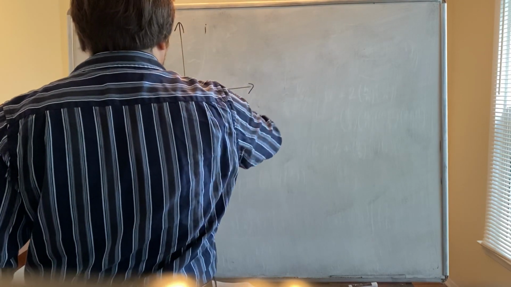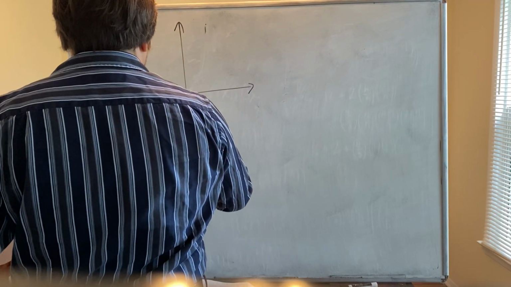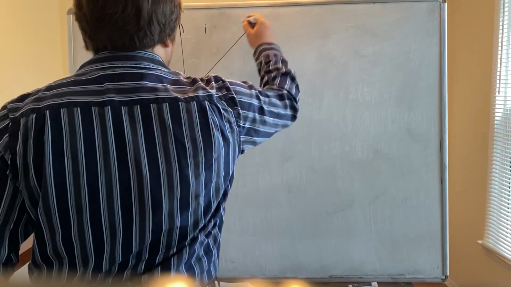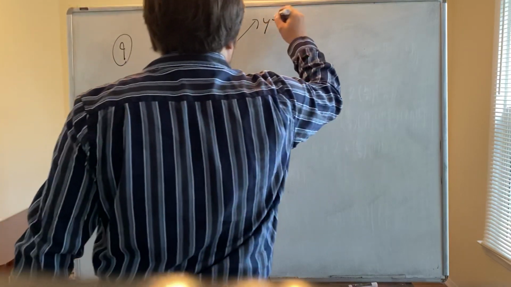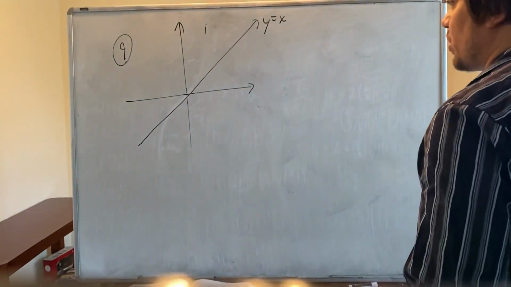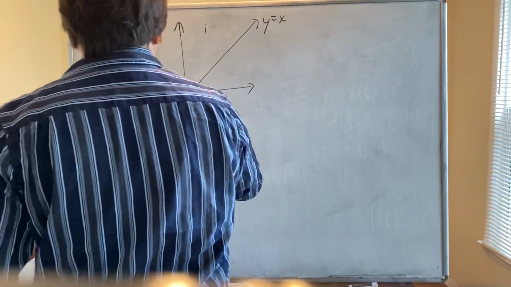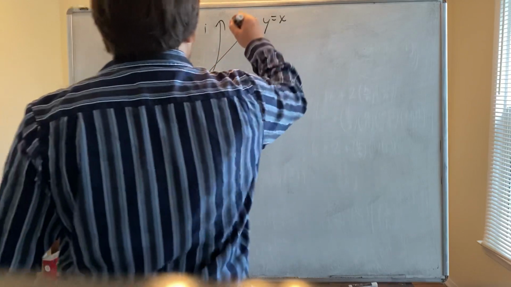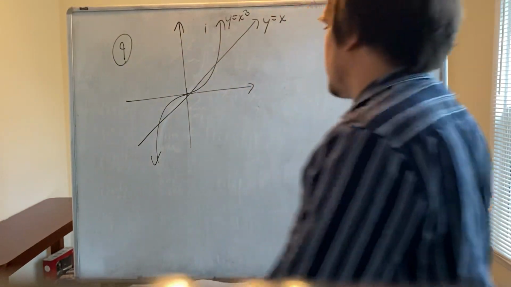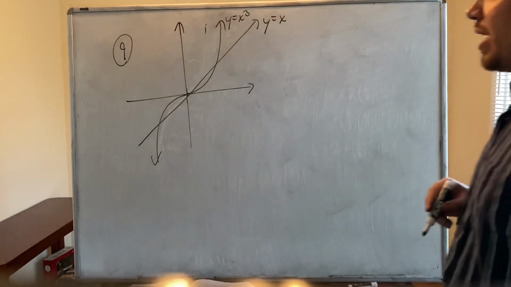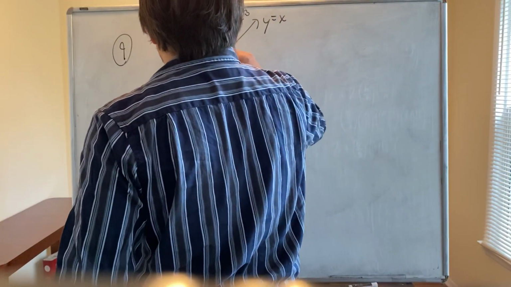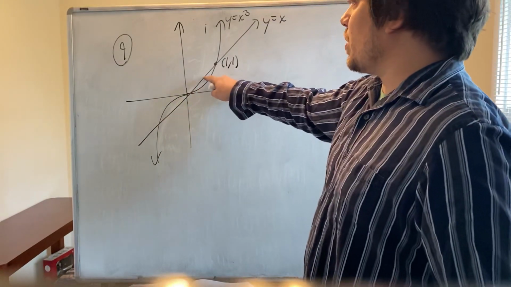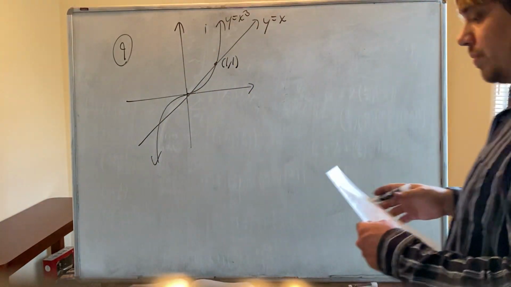Okay, so I'm just going to draw this a little bit. Draw y equals x first. Then y equals x cubed. That goes through the origin. Okay, so y equals x cubed looks like that. This is the intersection point 1, 1. Between x equals 0 and x equals 1, x cubed is below this. And then after x equals 1, it goes above it.